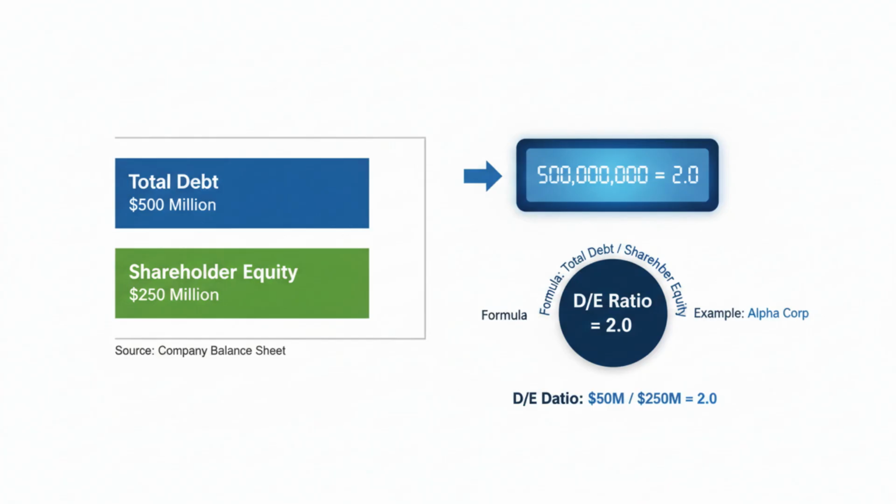This means that for every dollar of equity, Alpha Corp has $2 of debt. You can easily find these crucial figures on a company's balance sheet, typically located within its annual reports or quarterly filings. Understanding where to extract these numbers is the first step to comprehensive financial analysis.